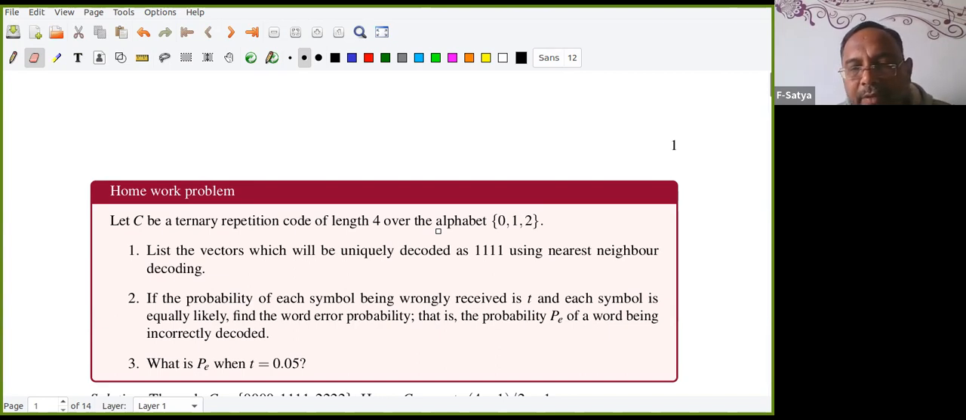The probability of each symbol being wrongly received is t, and correctly received is 1 minus t. It means 1 sent, 1 received is 1 minus t; 0 sent, 0 received is 1 minus t; 2 sent, 2 received is 1 minus t. And each symbol is equally likely. What is the meaning? If I sent 0, and 1 received, and 0 sent, 2 received, together the probability is t. So what is the probability if a 0 is sent, 1 received? Can somebody tell me?